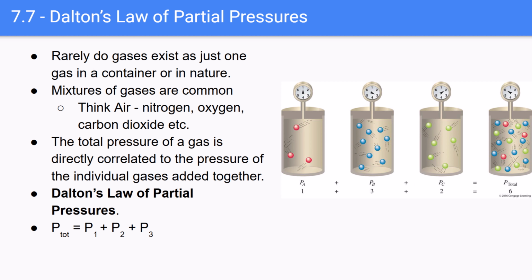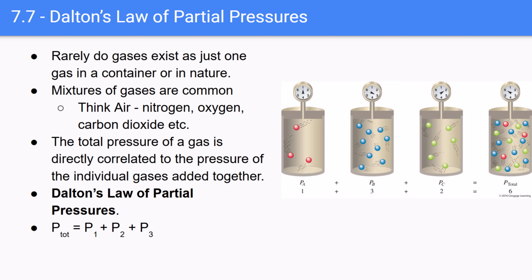So the very last thing that we are going to look at today is Dalton's law of partial pressures, and rarely do gases exist as just one gas in a container or in nature, right? Mixtures of gases are common. Consider air, which is a mixture of nitrogen, oxygen, carbon dioxide, a little bit of argon, a little bit of water vapor, that type of thing. This statement is going to be kind of obvious here, but the total pressure of a gas is directly correlated to the individual pressures of a gas added together.